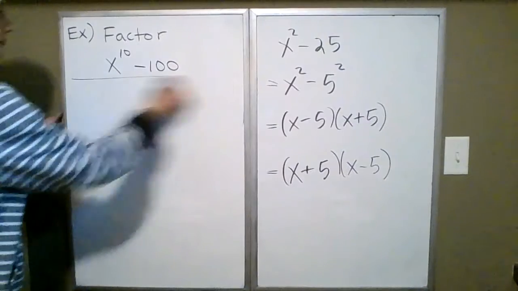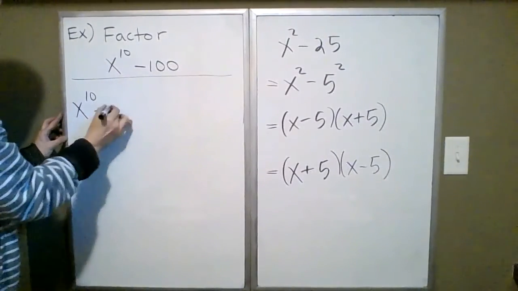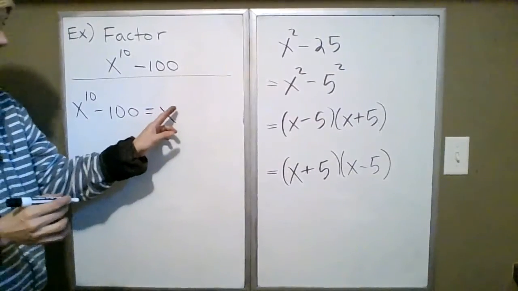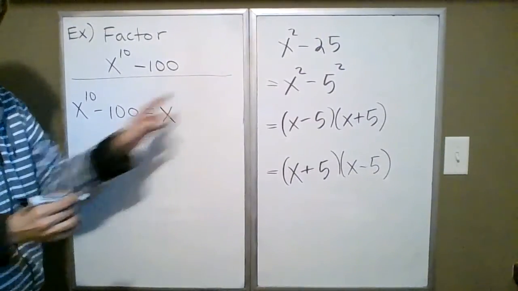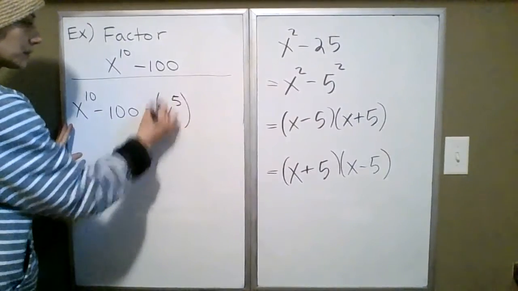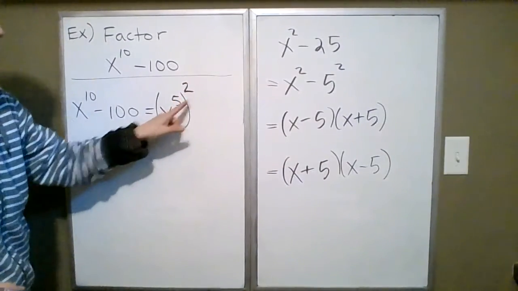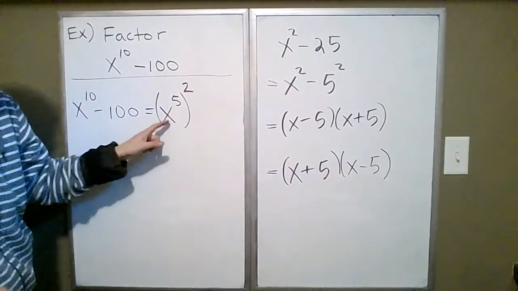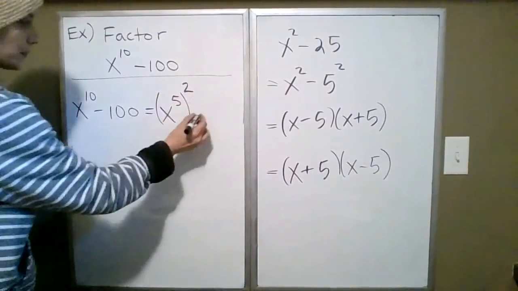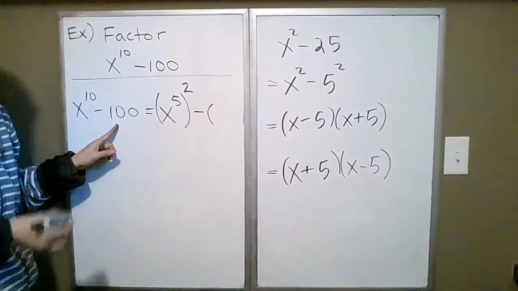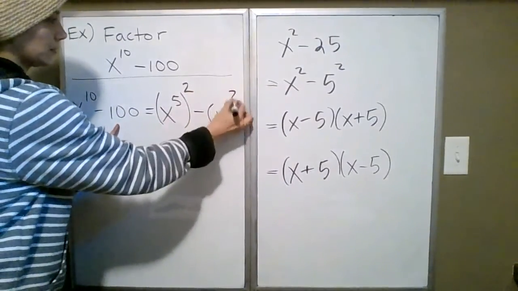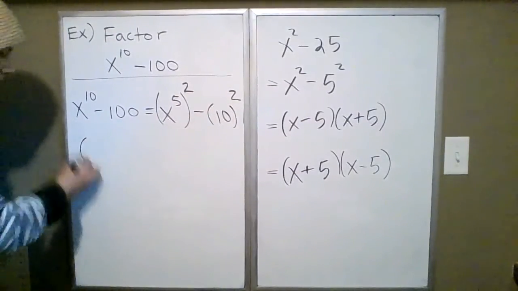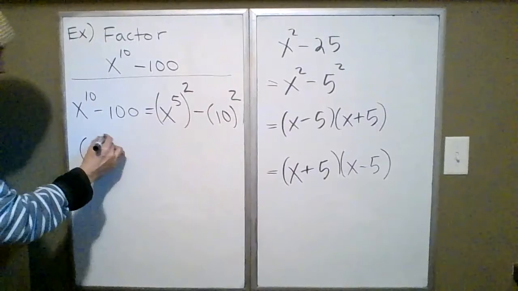Let's take this x to the 10th minus 100 and write it as x to the power of 5, and then that has a power of 2. So you have a power to a power, you multiply those together to get that 10. And my goal is to have some number with power 2 outside. 100 would be 10 squared. So x to the 5th squared minus 10 squared would be x to the 5th minus 10 times x to the 5th plus 10.